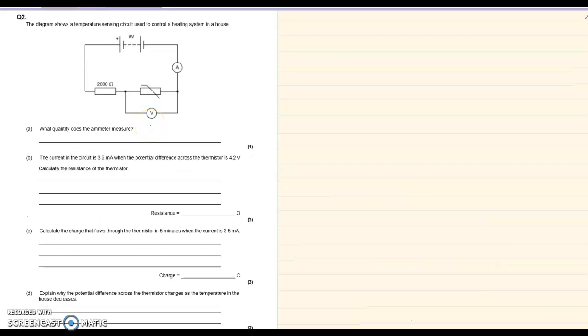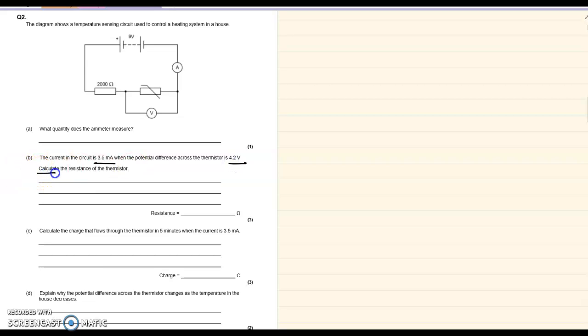Okay, this was another of your questions. We know what quantity the ammeter measures. Most people got that right. Ammeters measure the current. Notice it's connected in series. The current in the circuit, let's underline these values, 3.5 milliamps and the potential difference of 4.2 volts.